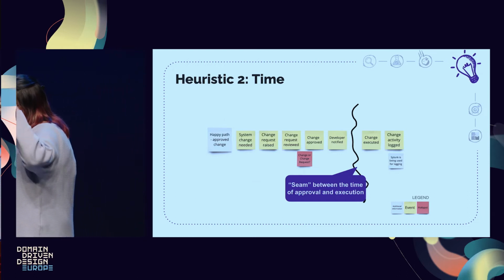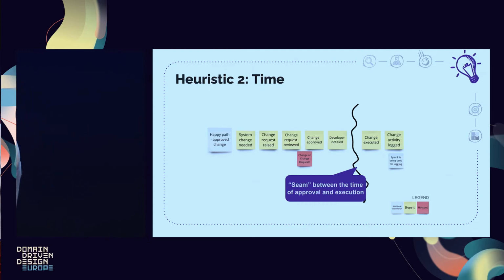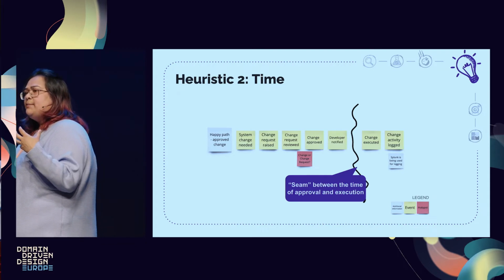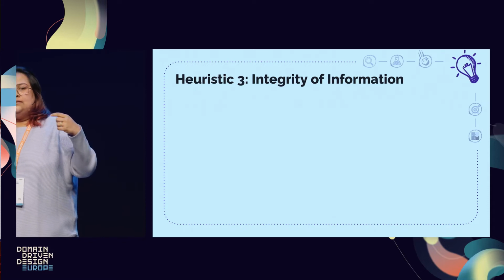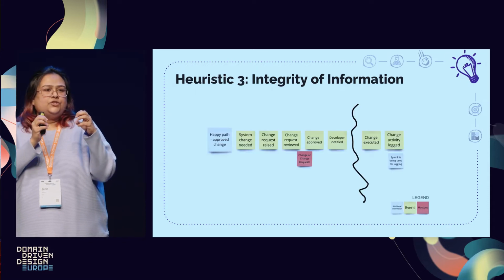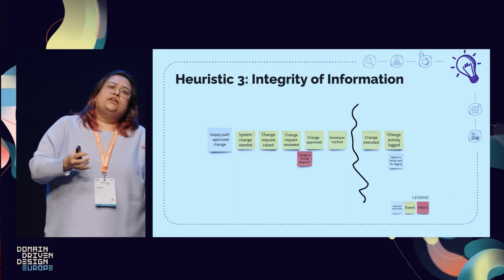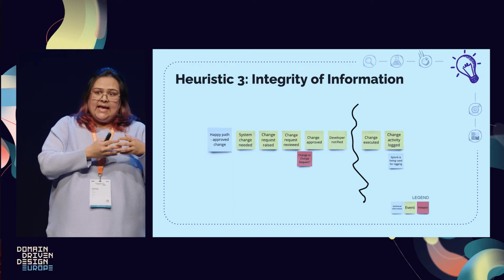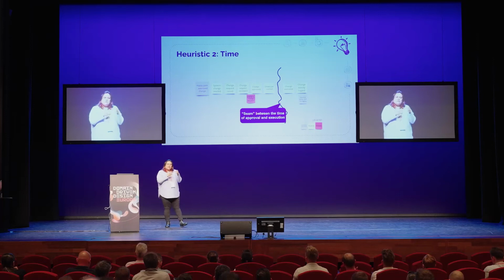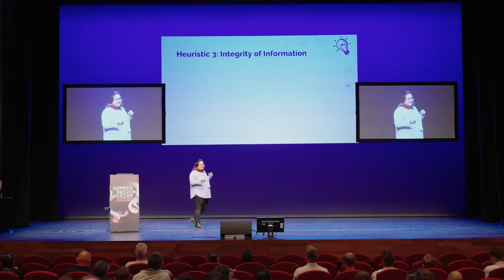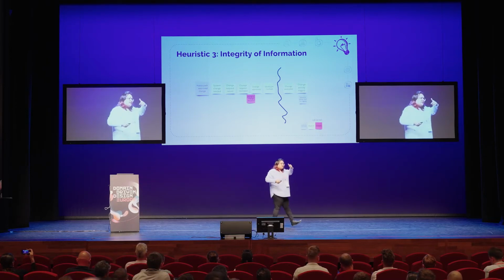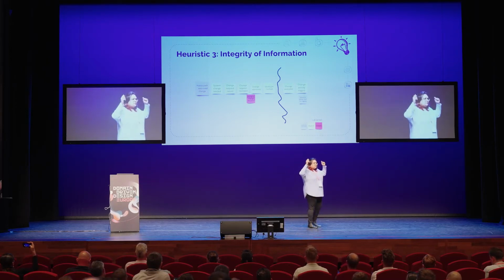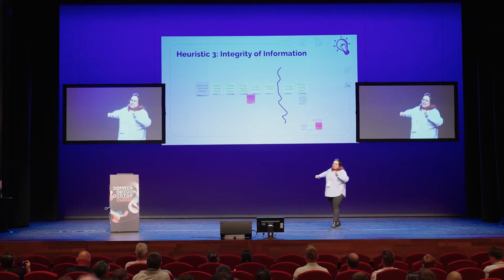When we were discussing the impact of time and why time should be a heuristic, we also started speaking about the fact that as time passes, it creates situations where the integrity of information could be compromised. And that led us to our third heuristic, which was the integrity of information. Again, as we were thinking through the implications of what information could be compromised and where, we ended up with the same theme.